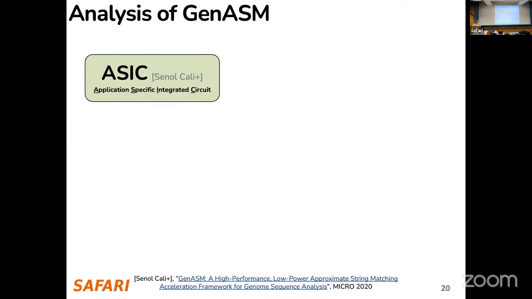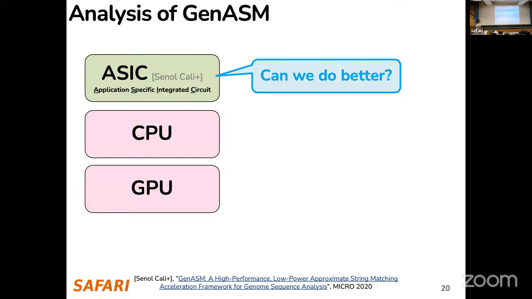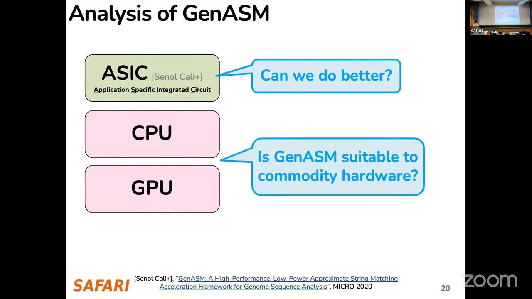So we analyzed the GenASM algorithm. It already has an ASIC implementation. An ASIC is an application-specific integrated circuit. You synthesize this specific algorithm into a chip, then it's fixed and it's really efficient at it. But the question still remains: can we do even better than that ASIC if you build an updated ASIC based on a better algorithm?